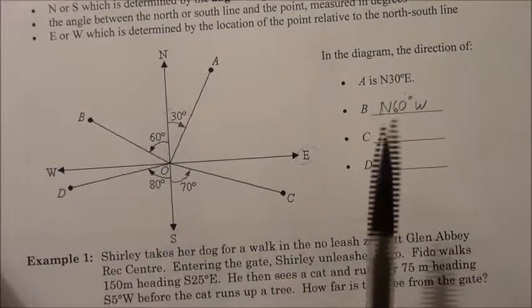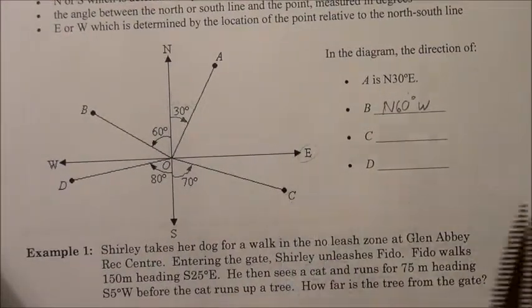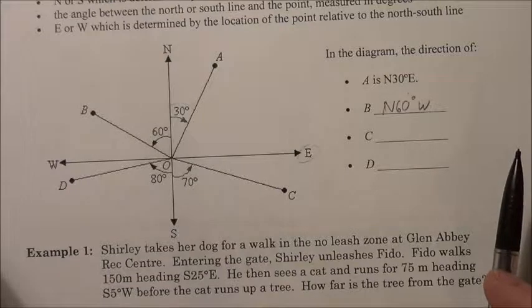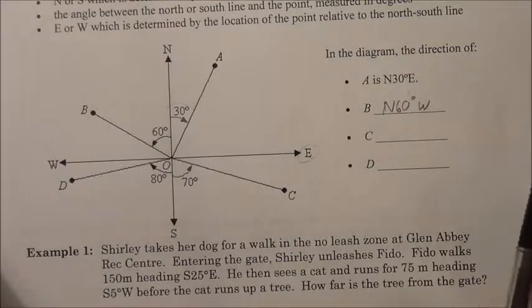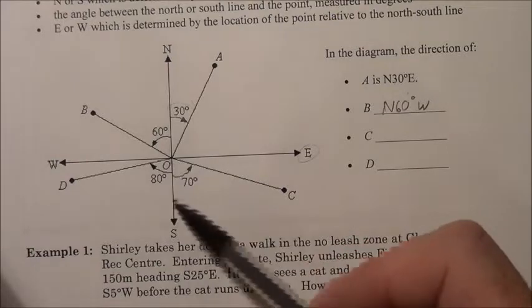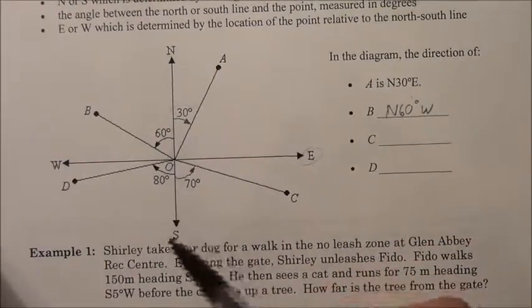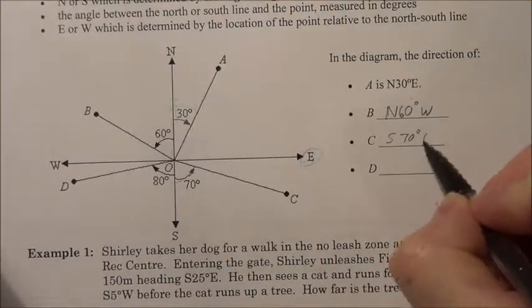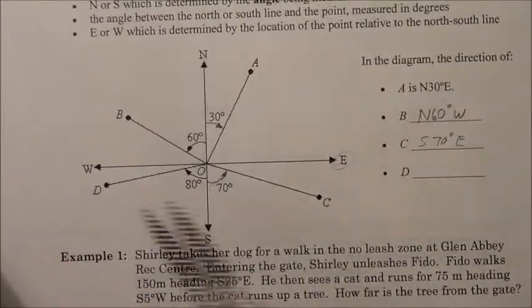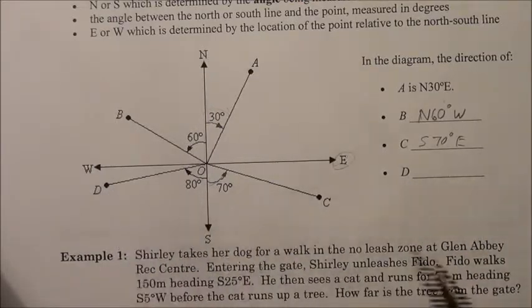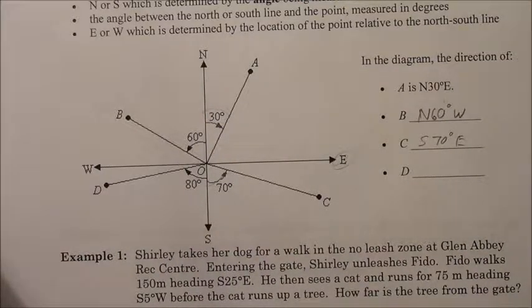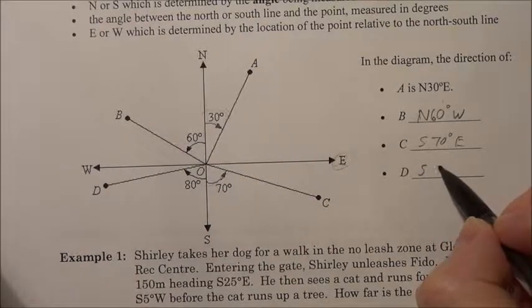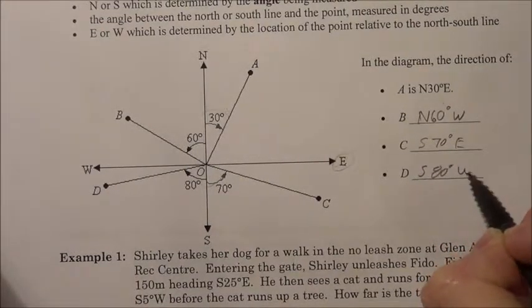Okay, what will C be? What would you do for C? Okay, we see it's south of the east-west line, 70 degrees towards the east. So it's south, 70 degrees east. And then for D, write this in here, please, what the cardinal direction for D is. Okay, so that would be south, 80 degrees west.